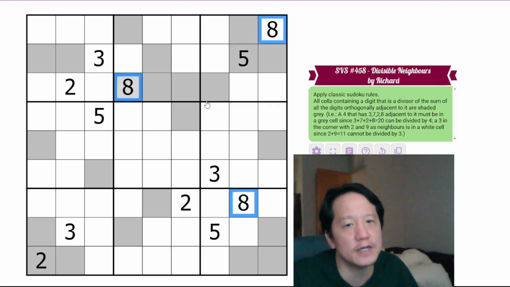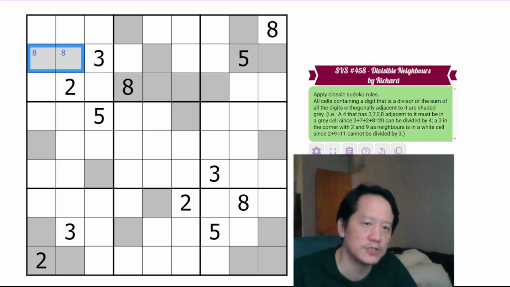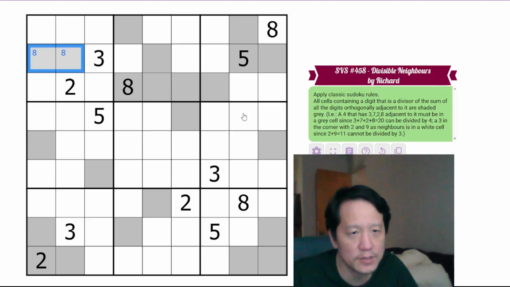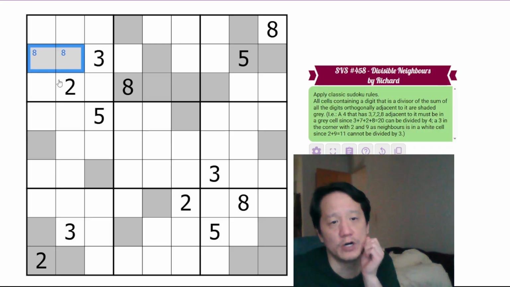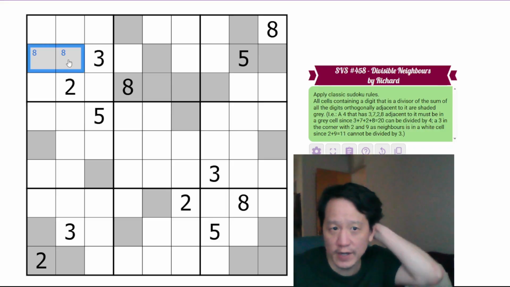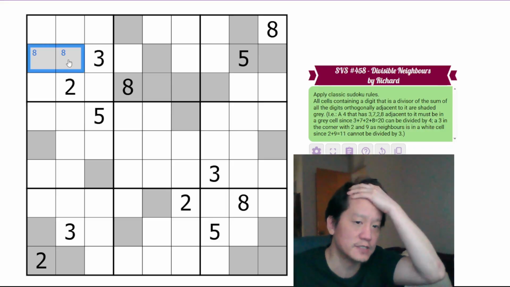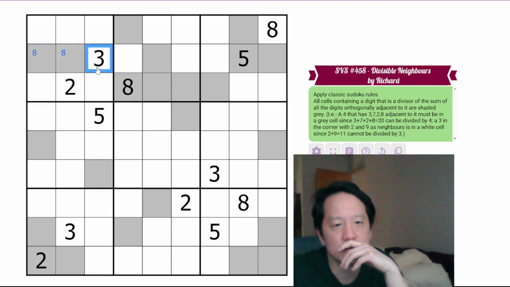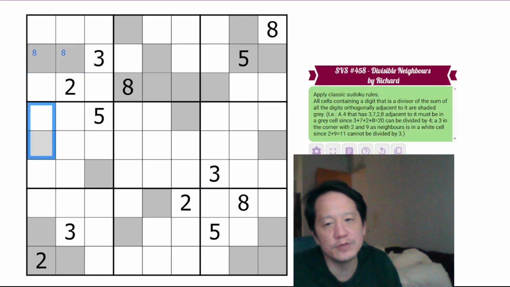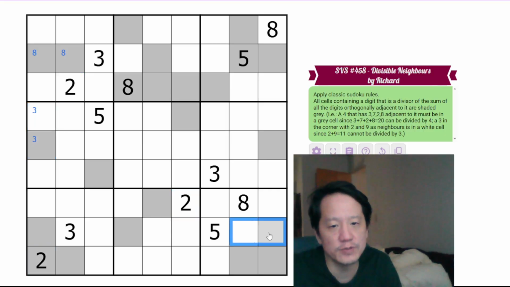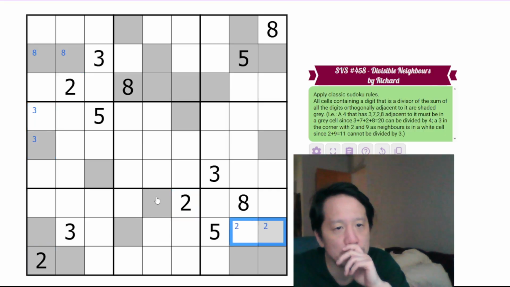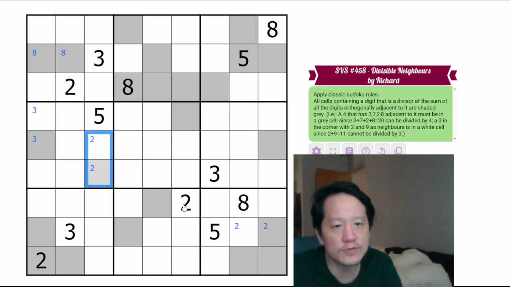Where is the 8 in row 2? It cannot be any of these, so it must be one of those two. That's interesting. So that means the 8 in box 1 must be evenly dividing into the sum of the digits it shares an edge with. Whereas 3 has to be one of these two. 2 has to be one of these two.